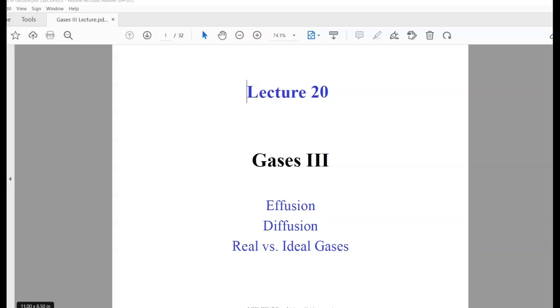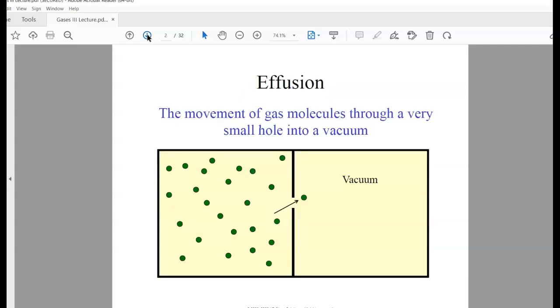Our last gas video today for your review will be on effusion and diffusion of gases. And that was the last thing we studied in class, and it's hopefully fairly easy. Graham's law of effusion can be easily derived from the expression for velocity for gases. And we know that the speed is inversely proportional to the square root of the molar mass. So bigger things move more slowly.